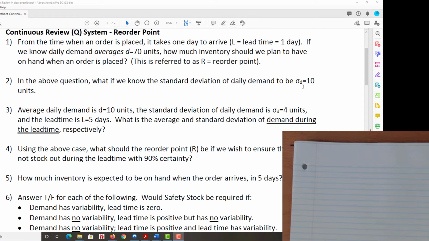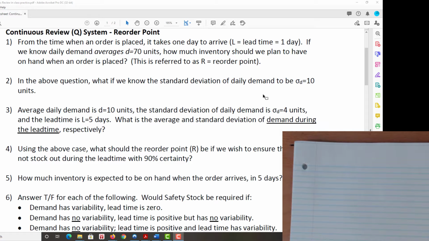In the above question, what if we know the standard deviation of demand, sigma subscript d, to be 10 units? Well, now we could work with something, right? We've sort of got a starting point. Now, we can't calculate safety stock just yet. We understand that with the variability in demand, we want to have some safety stock to meet some unforeseen or unexpected increase in demand. This tells us we want to have some safety stock.